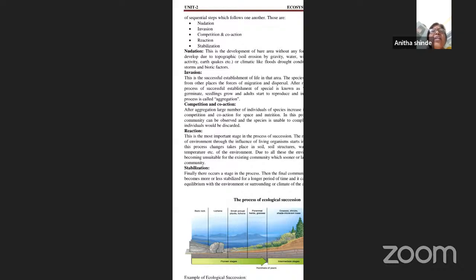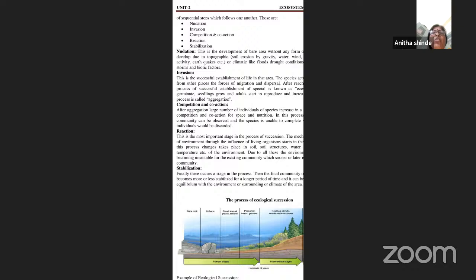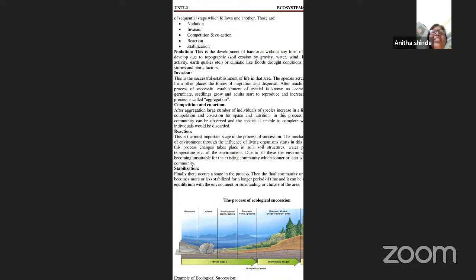Second is what? Invasion. This is the successful establishment of life in that area. In the first stage, there will not be any life form. In the second stage, slowly there will be establishment of life forms. And the species actually reach this area from other places because of migration or dispersal. The next is what?